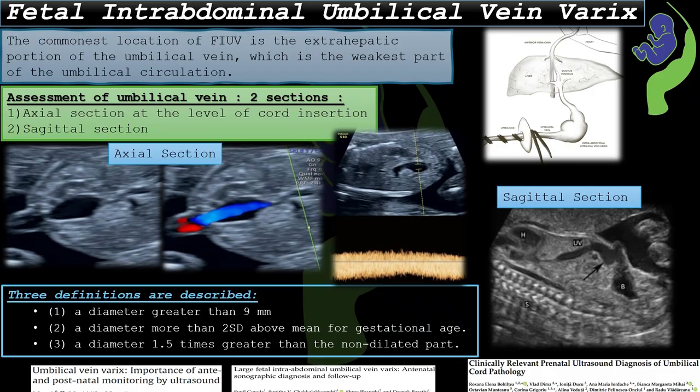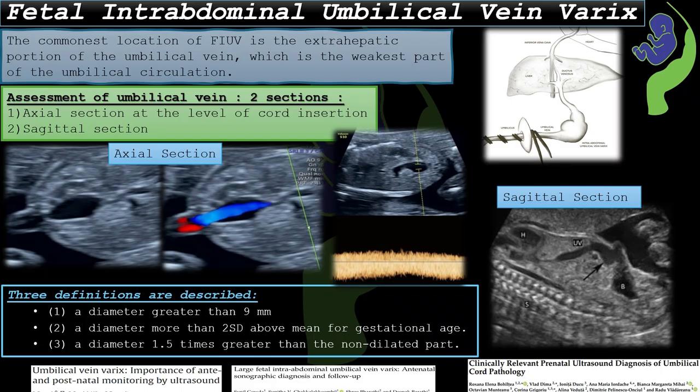Second important plane for examination is the sagittal section centered on the umbilical opening, as you can see in the ultrasound picture on the extreme right. This sagittal section is important for clear visualization of the continuity of dilated segment with umbilicoportal venous axis.